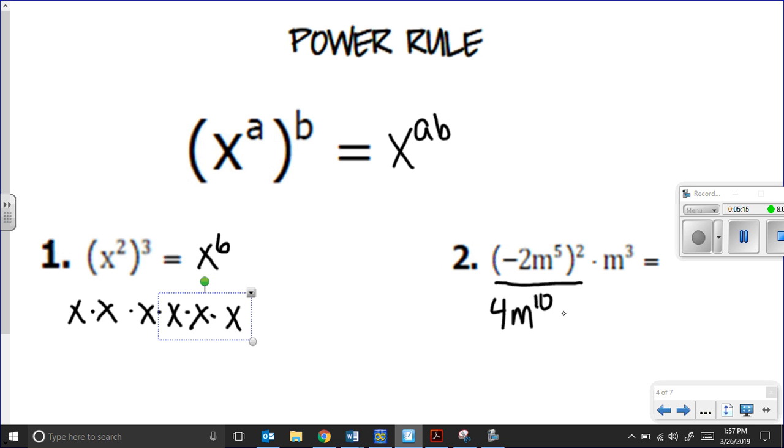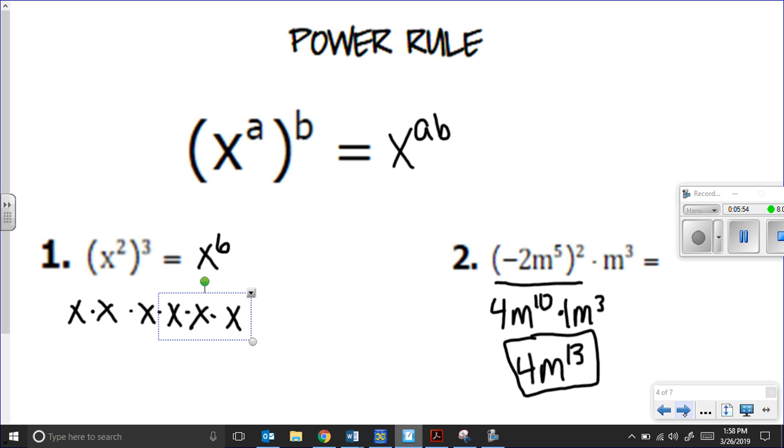And then we're going to do times m to the 3rd. And so we're not done. And one way to know we're not done is if your final answer has the variable in more than one spot, you haven't simplified as far as you can go. So now we're going to multiply. So 4 times this one has a coefficient of 1. So that's 4. And then m to the 10th times m to the 3rd. Remember, with our product rule, we add these exponents. So we get 4m to the 13th power. And this is our answer here.